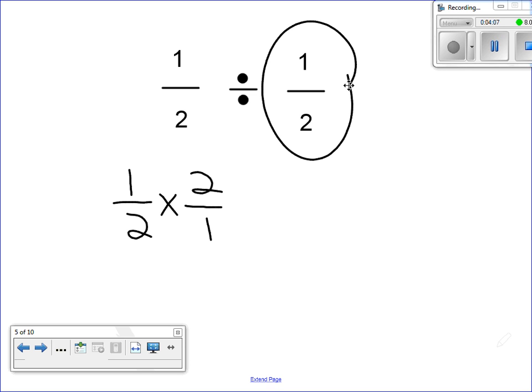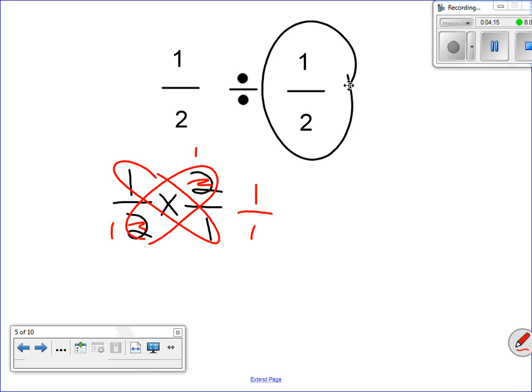We cross reduce. 1 and 1 can't get any smaller. The 2's can get smaller. 2 divided by 2, you get a 1. 1 times 1 is 1. That's the answer. It makes sense, doesn't it? A half divided by half equals 1. If you want to divide one thing by another thing, it's the same.